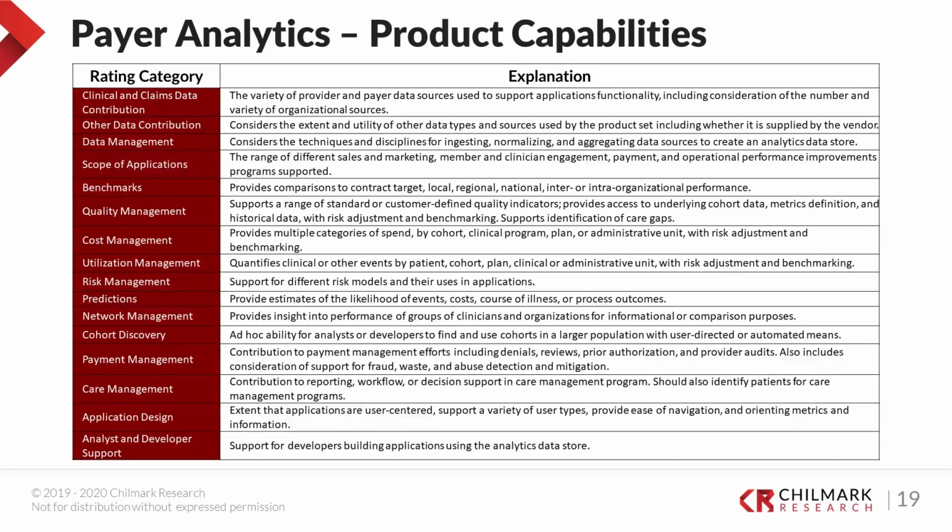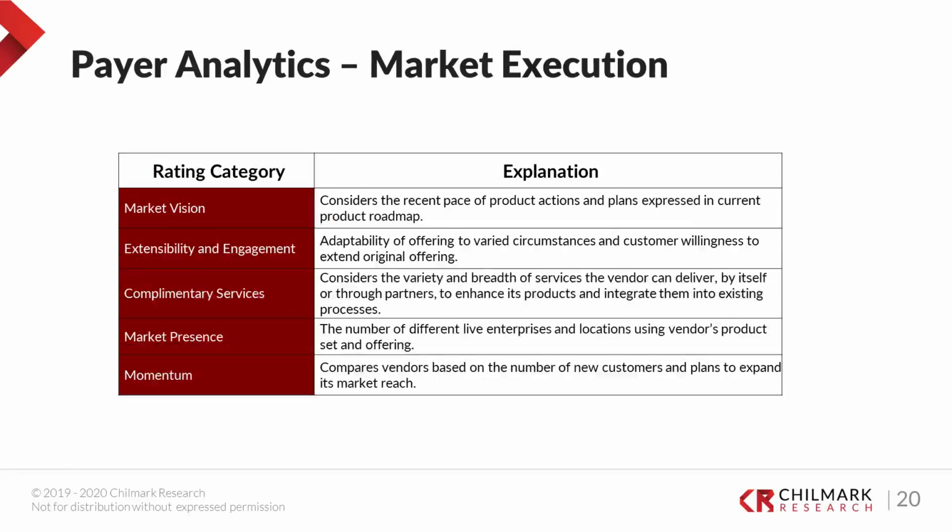So to provide a reasonable way to compare unlike product sets, we came up with what you're seeing here: 16 different categories of product capabilities. They are generic, and these are all of the factors that go into developing a product capabilities rating. Similarly, on the market execution side, that's the second dimension of our vendor evaluation. It's based on these categories.